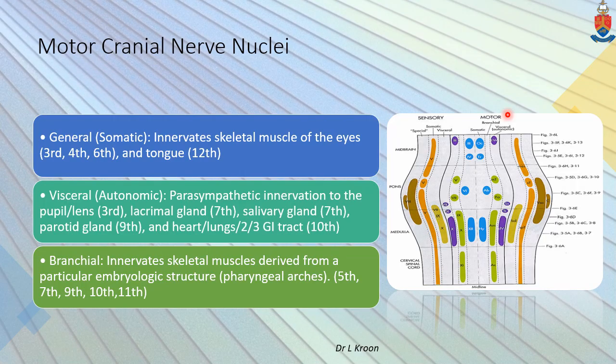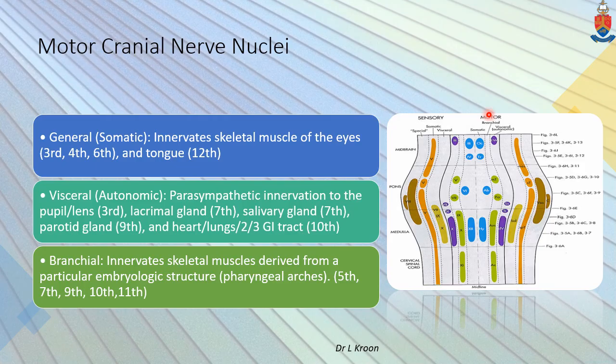And finally, we have the branchial, which refers to the embryonic development and specifically the muscles that derive from the structures known as the pharyngeal arches, and the 4 motor nuclei that go to the embryological structures from the pharyngeal arches are the 5th, 7th, 9th, and the 10th cranial nerves.